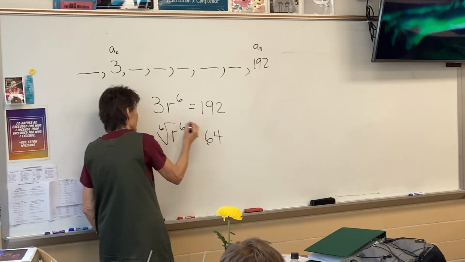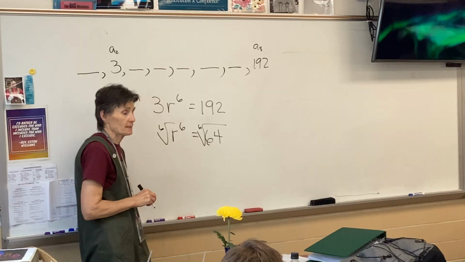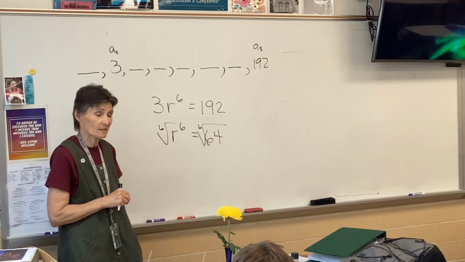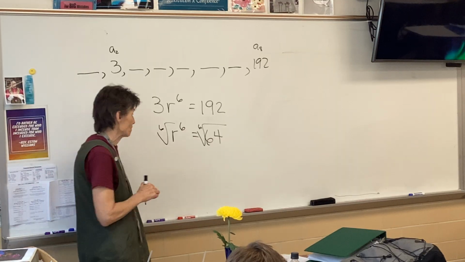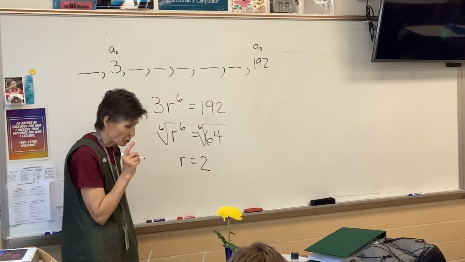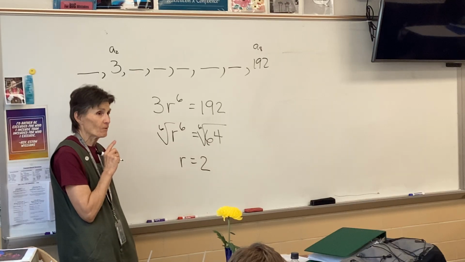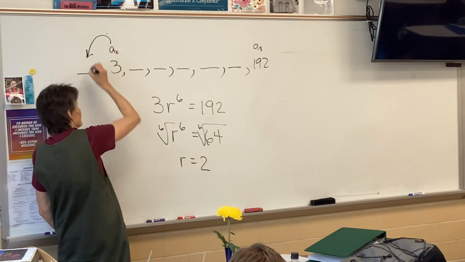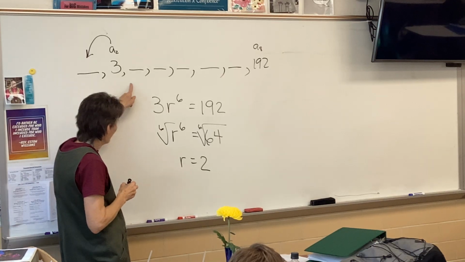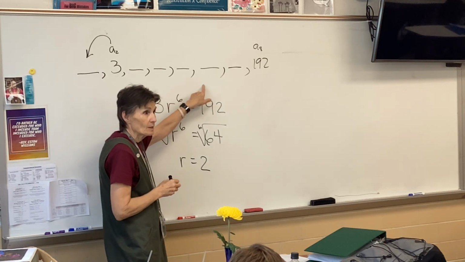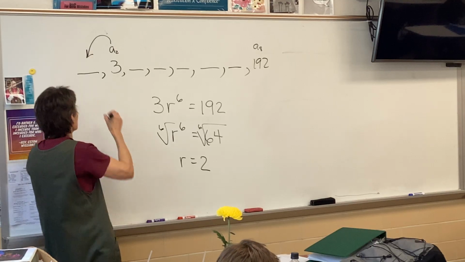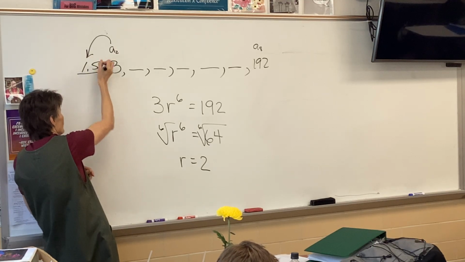Sixth root it, absolutely, I'm going to sixth root it. That is a perfect, I almost said perfect square, it's a perfect sixth root. Anybody know what the sixth root of 64 is? 2. So r is 2. Now, the question said, find the first term. So I want to find this term right here. Now remember, that tells me that I multiply by 2, right? So if I'm going backwards, I'm going to divide by 2. And so this number would be 3/2 or 1.5.